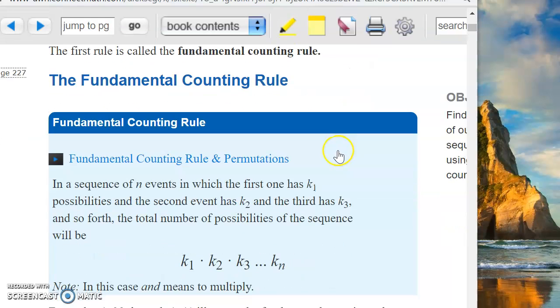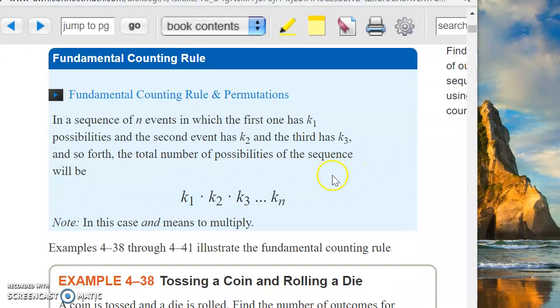Okay, the first rule then is the fundamental counting rule. Let's take it apart a little bit, to try to get an idea of what this is all about. What's going on here is we have a sequence of n events. We're talking about events, one thing after another. For example, we're flipping a coin 5 times. I flip a coin, I flip a coin, I flip a coin. I do that 5 times. So that would be a sequence of 5 events.